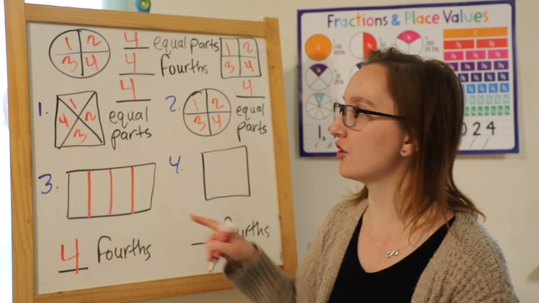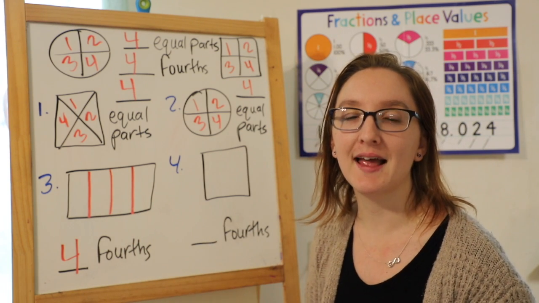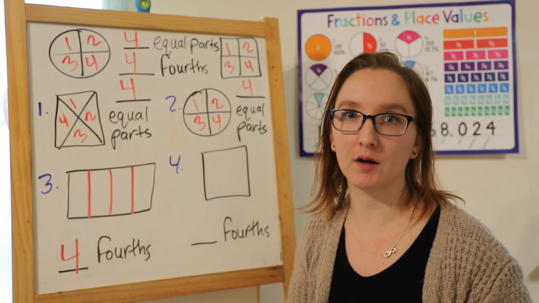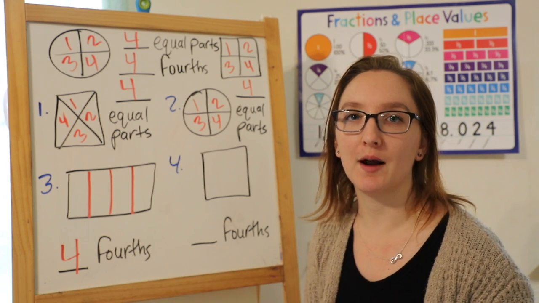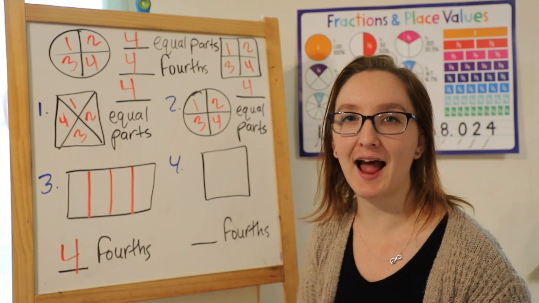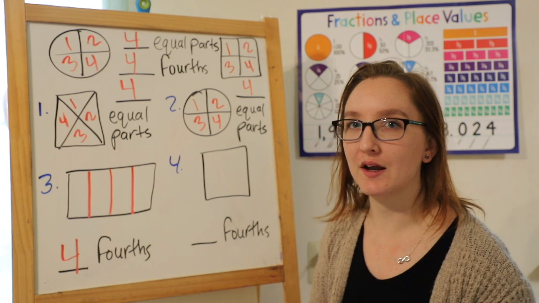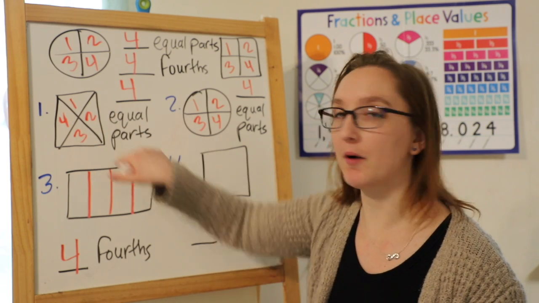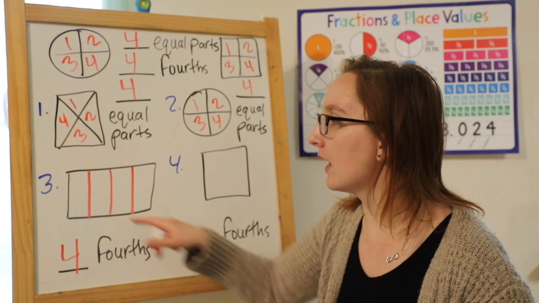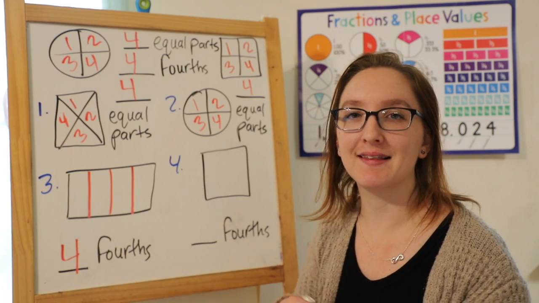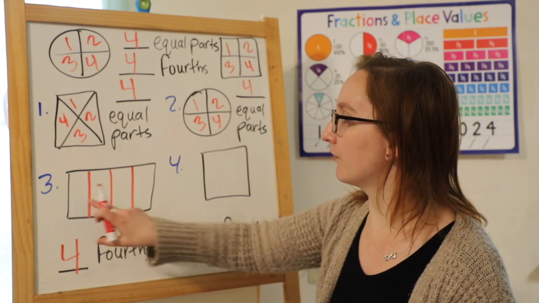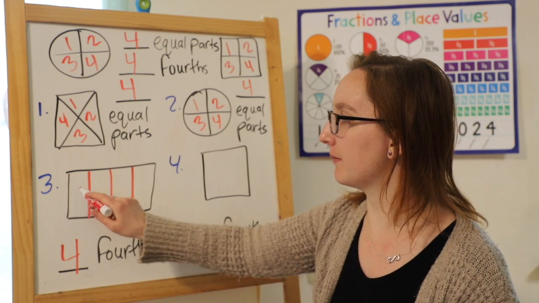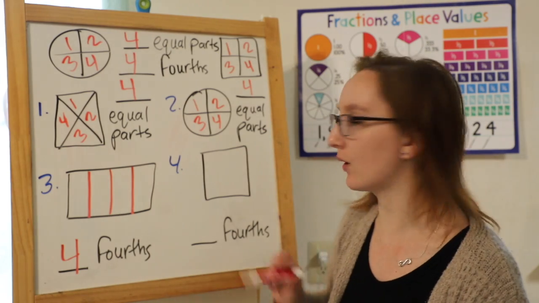And this is just to show you that there are so many different ways that you can separate your shapes into fourths, or like we did last lesson, into our halves. And as you continue on and make more and more equal parts, there are going to be so many different ways that you can separate it. So our rectangle here, I just drew all my lines going in the same direction. I made 1, 2, 3, 4 fourths.